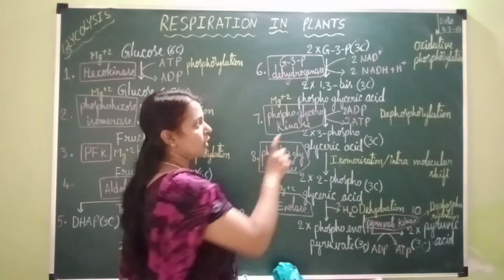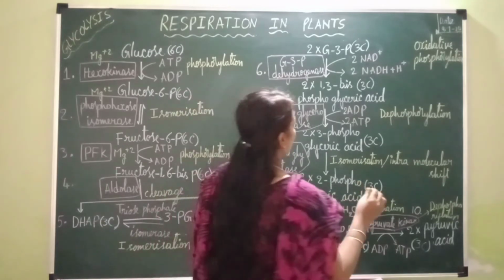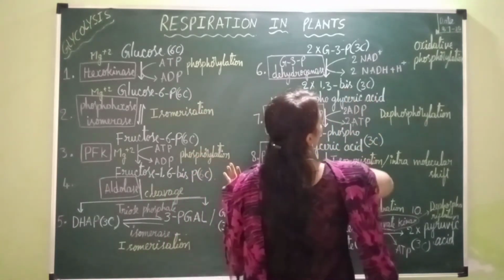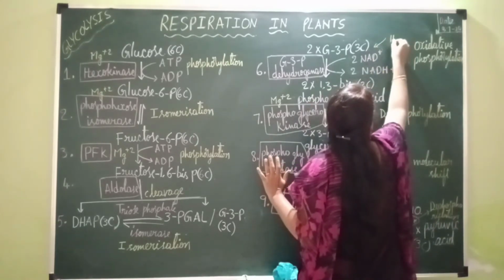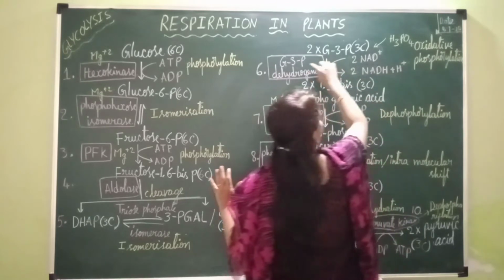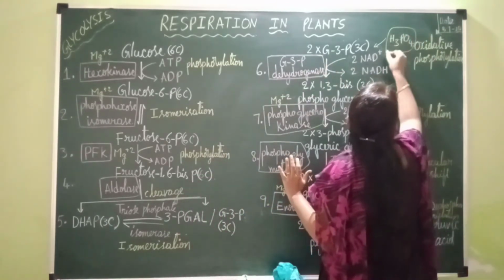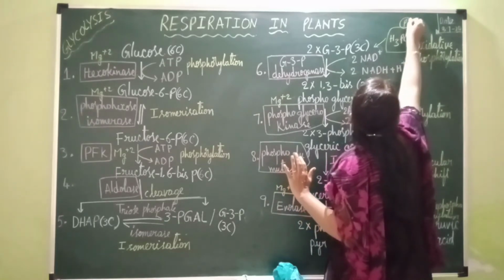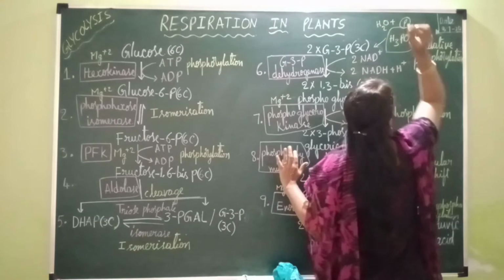Next, after oxidative phosphorylation, now phosphorylation. Phosphorylation is nothing but addition of phosphate. In this step, phosphate is added in the form of H3PO4. So here H3PO4 is inorganic phosphate, and it is also with a water molecule.